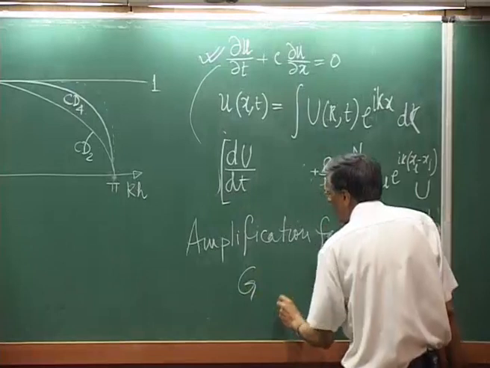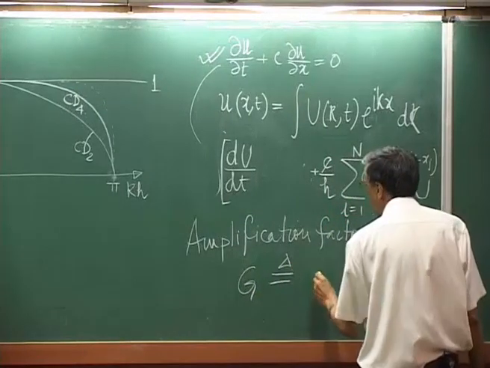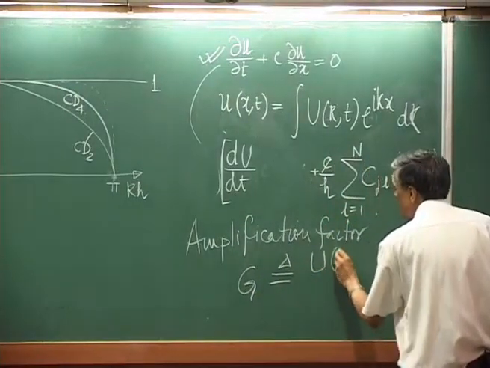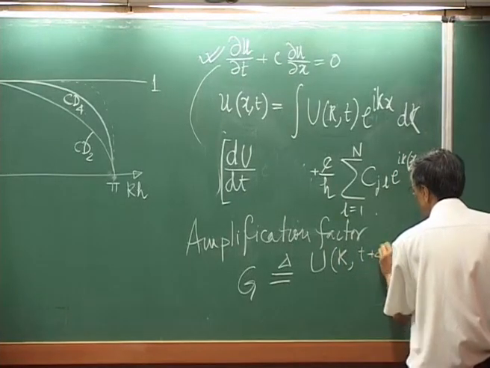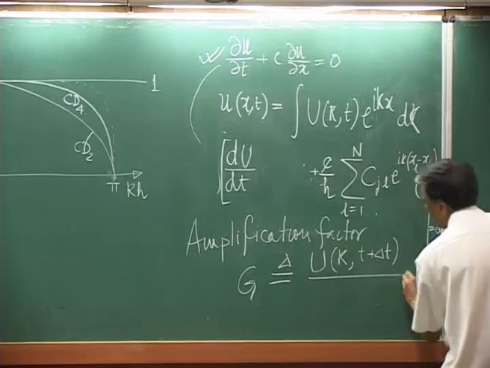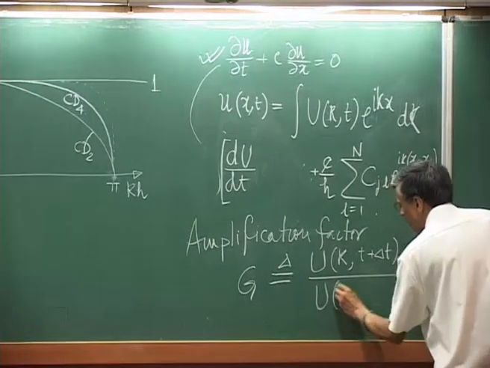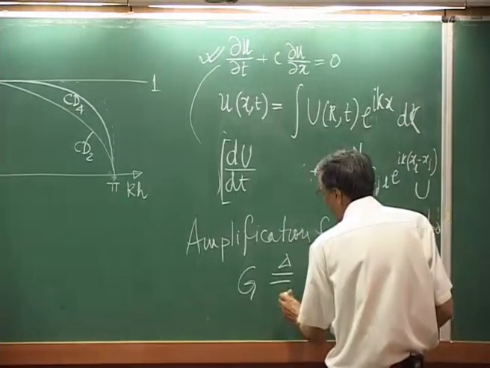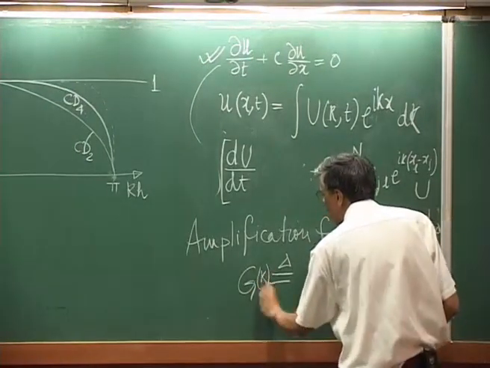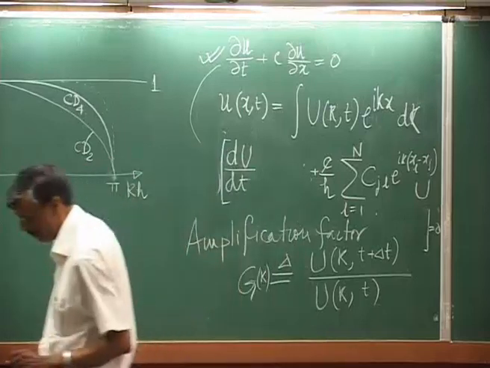This will define it as u for that particular k, where we are looking at the solution at the advanced time step divided by the solution in the k space at the old time step. So, in a sense this is going to be a function of k.